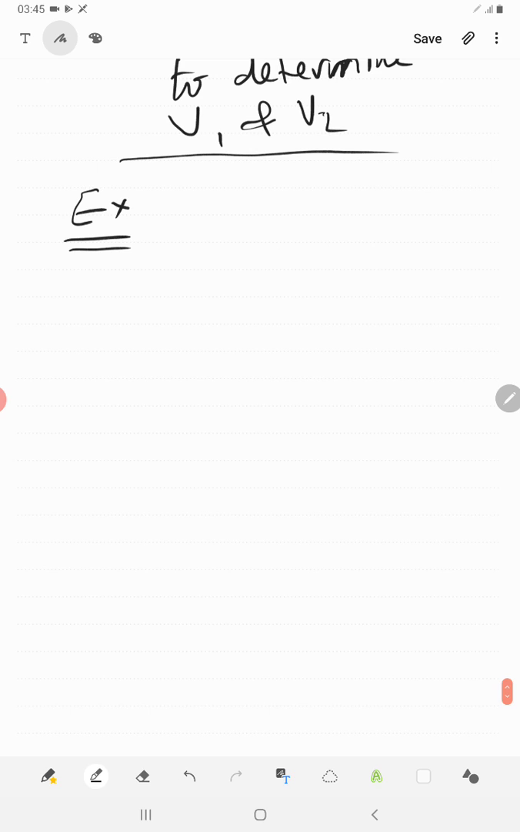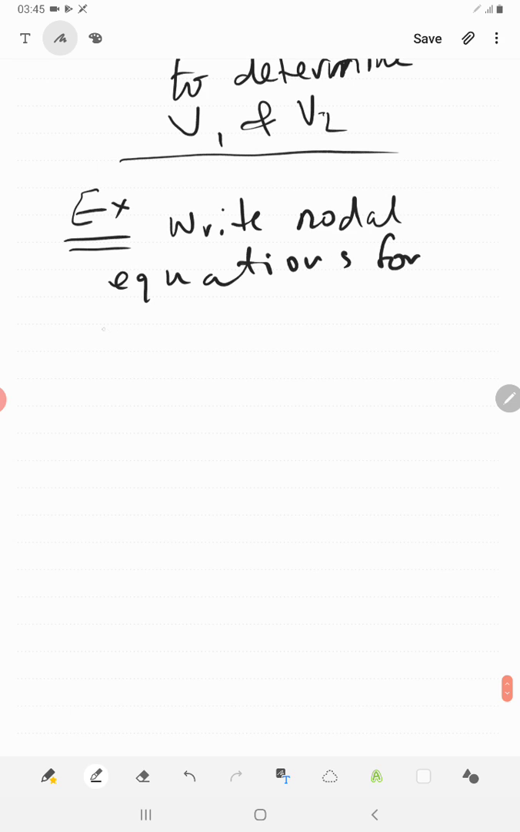Okay. Write nodal equations for the following circuit. Okay, we want just to write nodal equations for the following circuits.